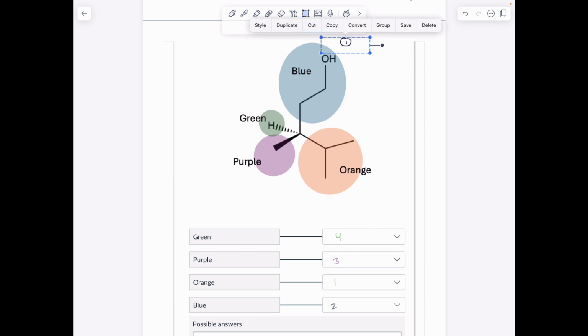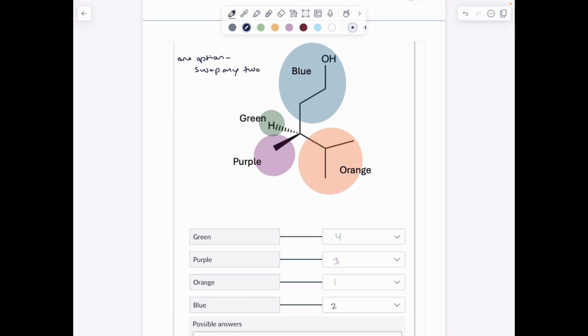You have a couple options to draw an enantiomer. One option is you can just swap out two groups. If you swap any two groups, it should change the configuration. A second option would be to literally just draw the mirror image.